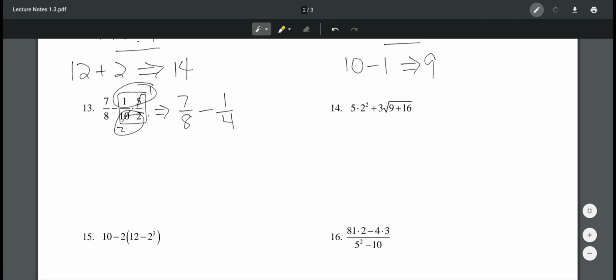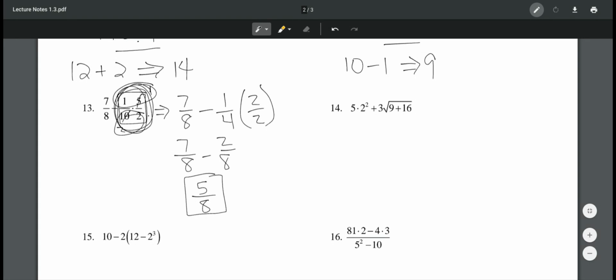Now we have to find a common denominator. Common denominator would be 8, which means we would have to change this by multiplying by 2 over 2. So it becomes 2 over 8. And then we end up saying 7 minus 2, which is 5 over 8. And that is our final answer. So we did our multiplication first. I know it's kind of messy over here, but we multiplied first. We had to find a common denominator so that we could subtract, and then we subtracted.